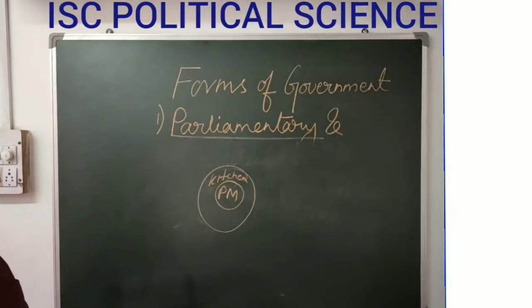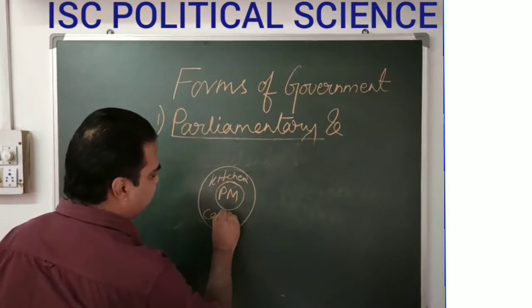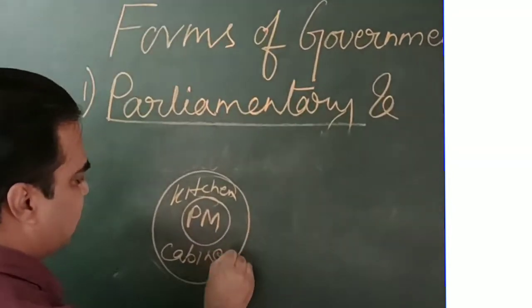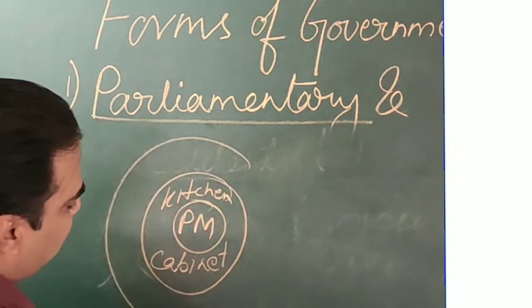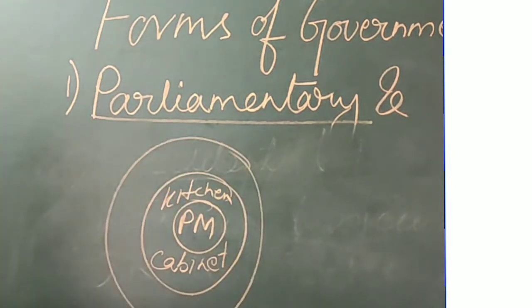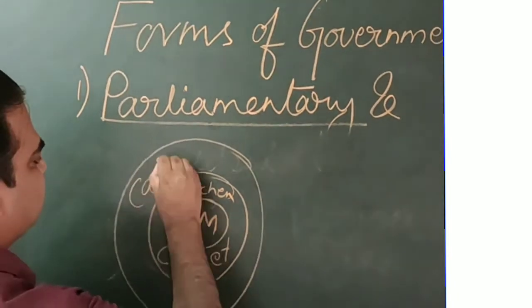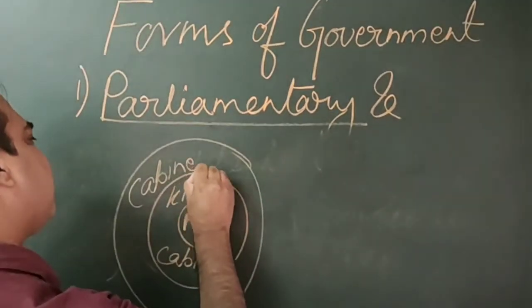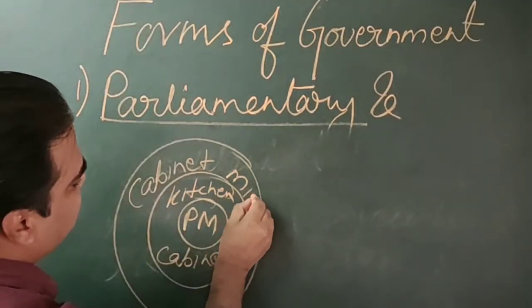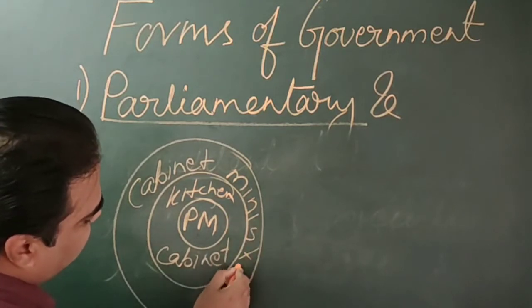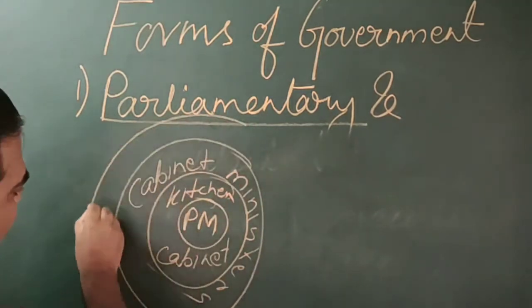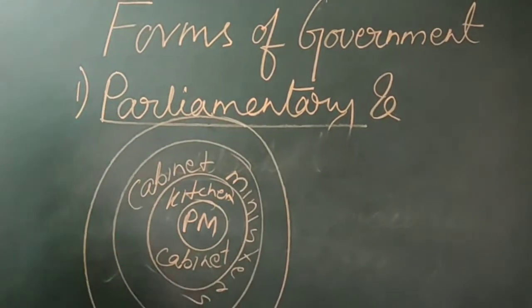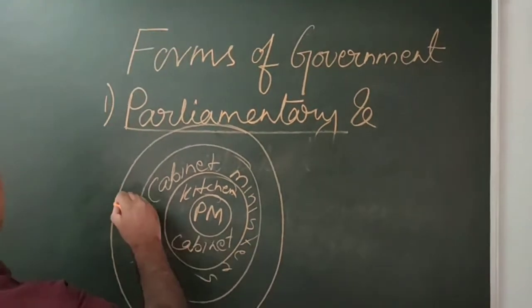Kitchen cabinet, then the outer circle is the cabinet ministers, and this is the outer circle, the Council of Ministers.